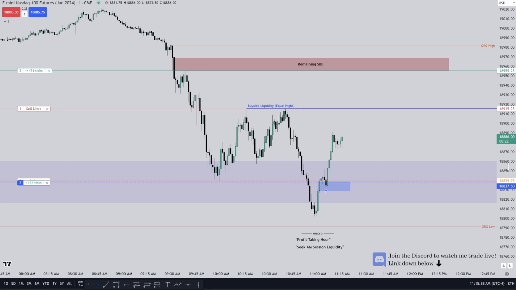But I want to see speed above this high. Large up close candles, fast candles above this high, and be in a hurry to take out the traders up here. All right, smart money does not want retail traders to pull their orders.